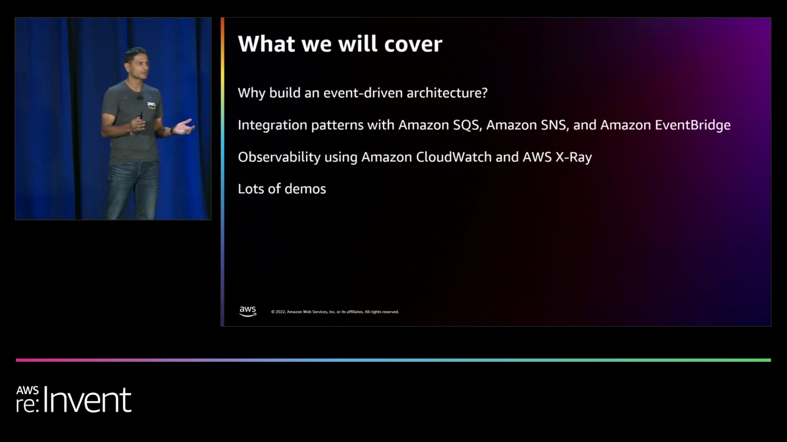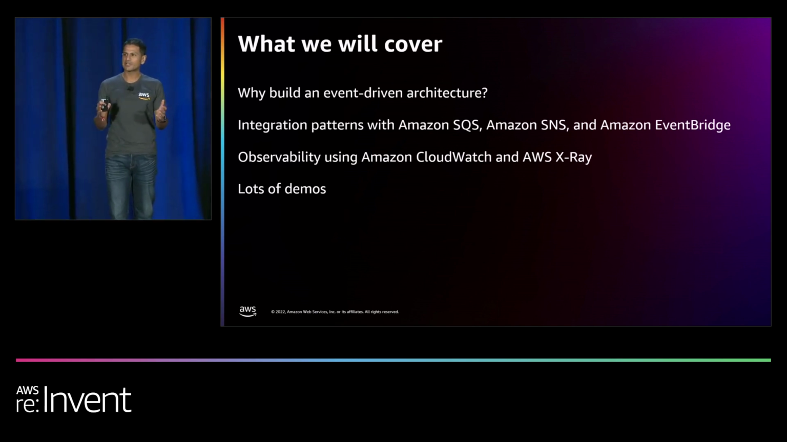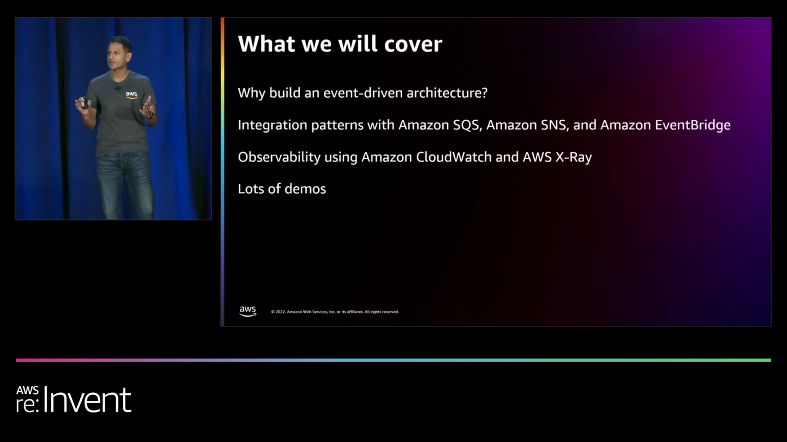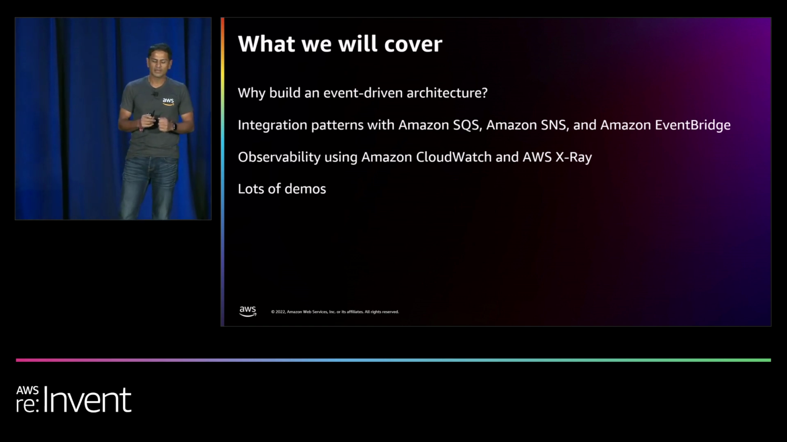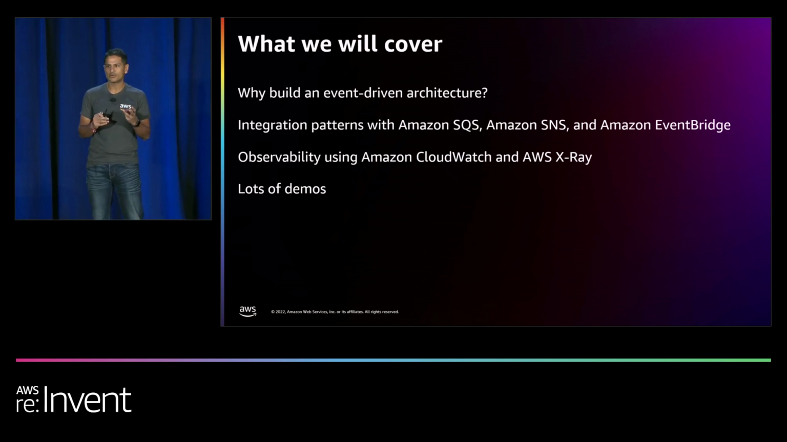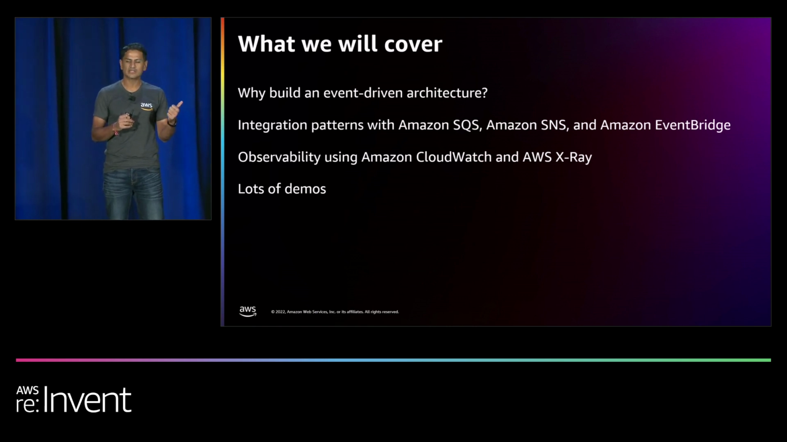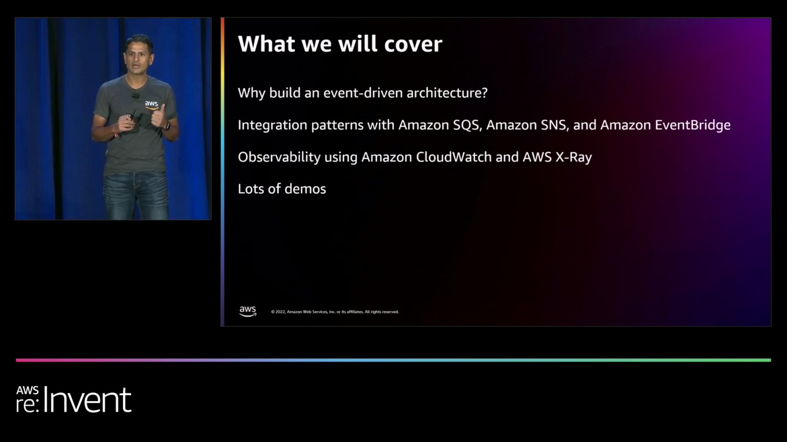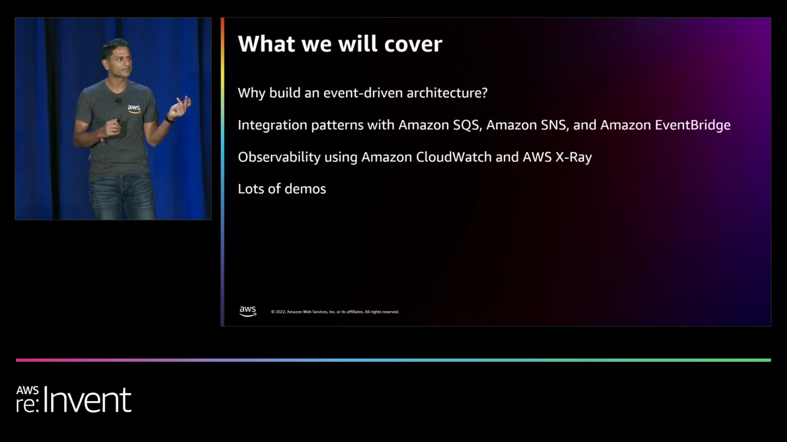So here is what we're going to cover over the next 60 minutes. We're going to start off with why we should build an event-driven architecture. Here, we are going to specifically talk about challenges with an API-based integration. Then, we're going to talk about 3 Amazon services. Amazon SQS stands for Simple Queue Service, Amazon SNS, which is Simple Notification Service, and third will be Amazon EventBridge.